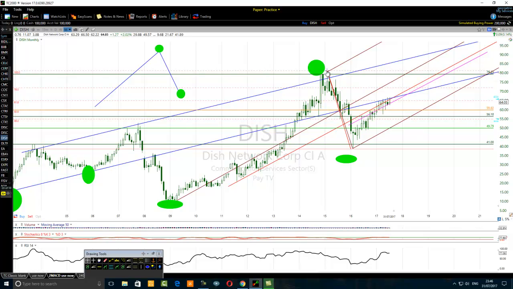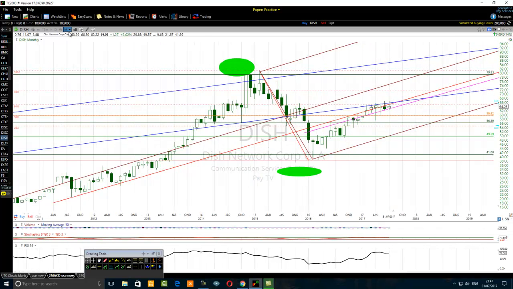Because a lot of traders will highlight that 50% level, which is the orange line here, you will notice carefully on the monthly chart, the financial instrument that we are looking at is Dish Network Corporation, ticker DISH, Delta India Sierra Hotel. It's an American stock belonging to the communication services sector.